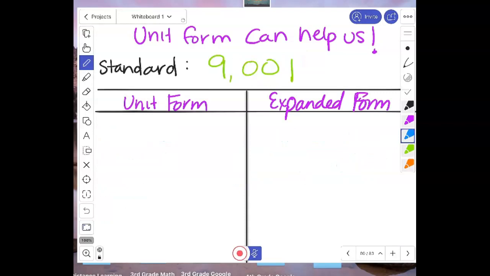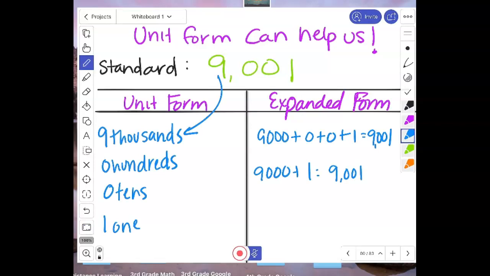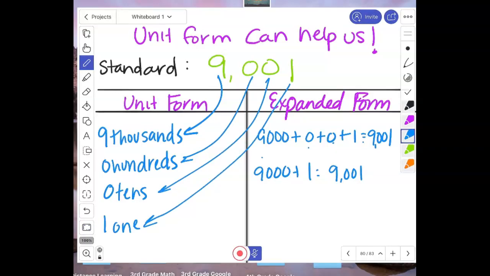Okay, now I want you to do this one. Pause, work it, come back and check. So I broke it down. I've got 9 thousands, 0 hundreds, 0 tens, 1 one. So that's 9,000 plus 0 plus 0 plus 1, or 9,000 plus 1. Both of those are correct.